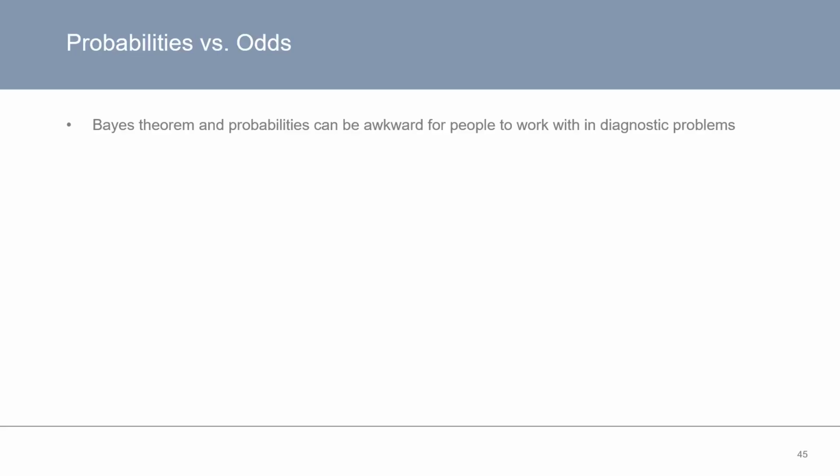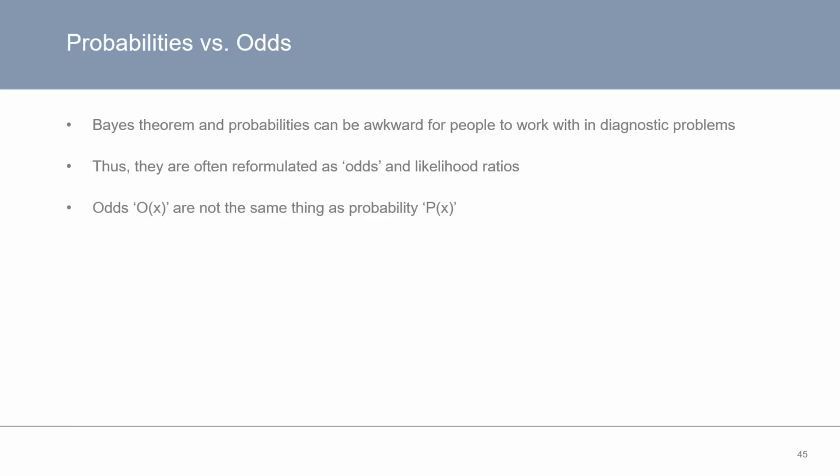Bayes' theorem and probabilities can be awkward for people to work with in diagnostic problems. Thus, they are often reformulated using odds and likelihood ratios. Let's start by taking a moment to distinguish probabilities from odds.